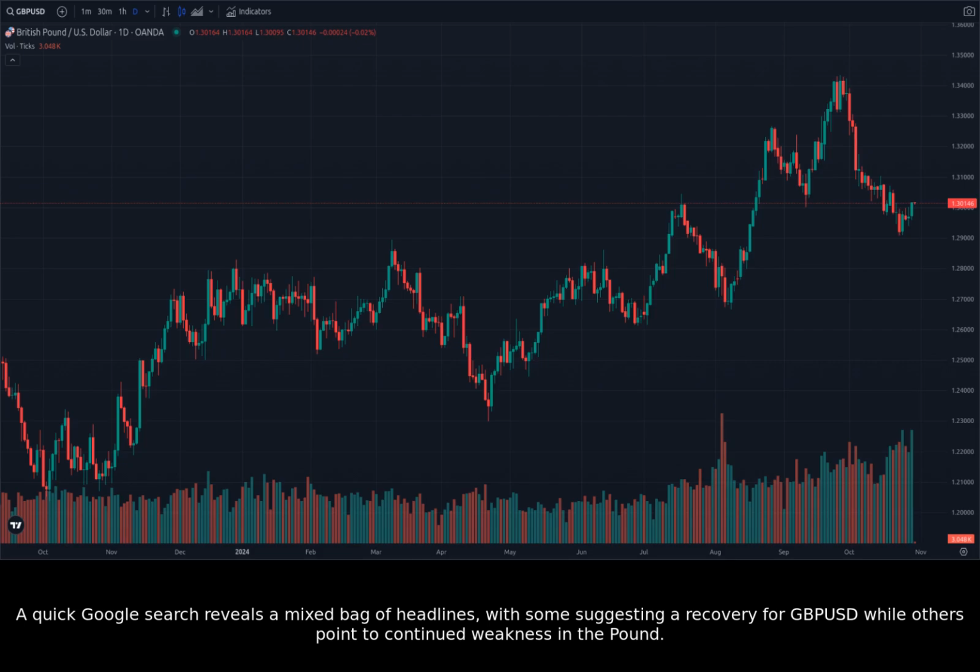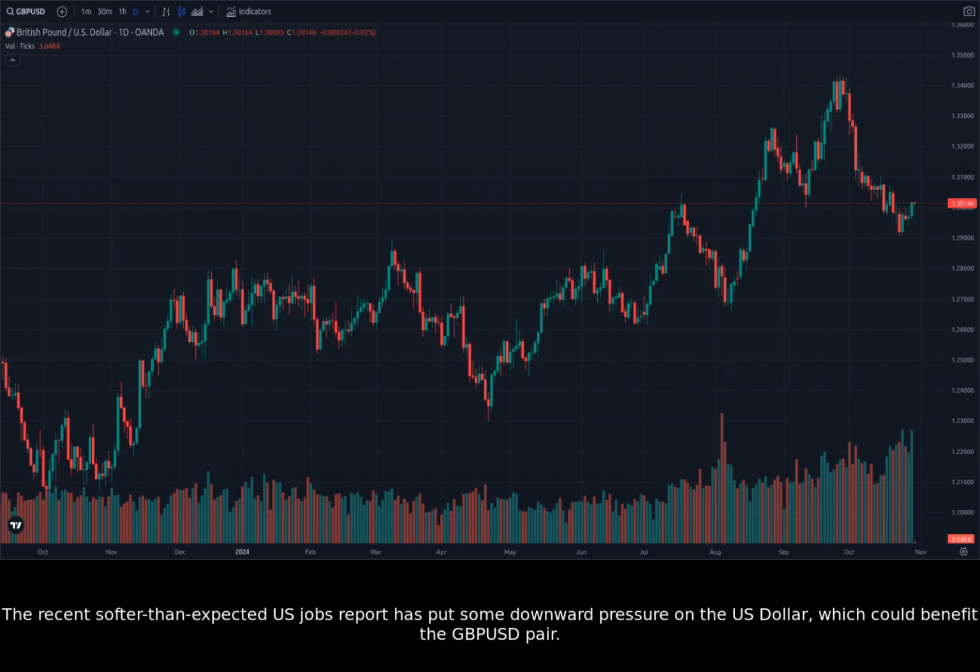A quick Google search reveals a mixed bag of headlines, with some suggesting a recovery for GBPUSD while others point to continued weakness in the pound. The recent softer-than-expected U.S. jobs report has put some downward pressure on the U.S. dollar, which could benefit the GBPUSD pair.